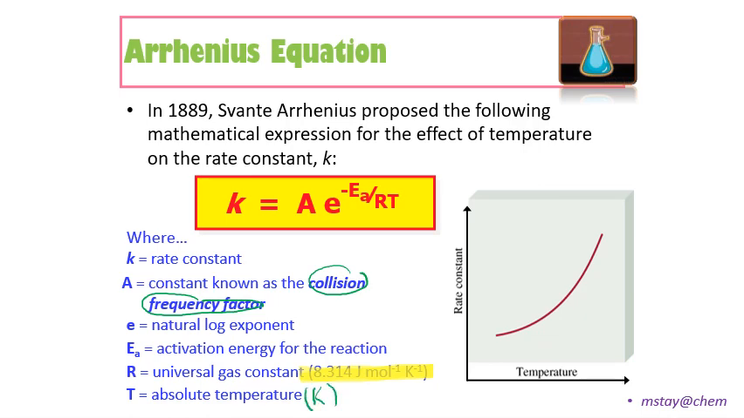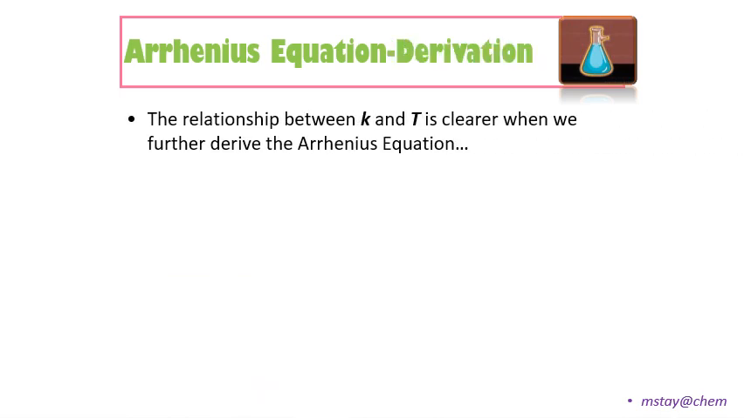When you plot the graph, because there is an exponent part, the curve that you get is a curve graph. However, we seldom use the original Arrhenius equation from the previous slide because it has the power over here, which is a bit difficult for us to do the calculation.